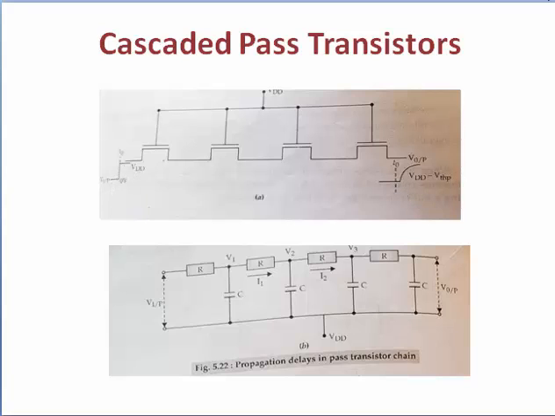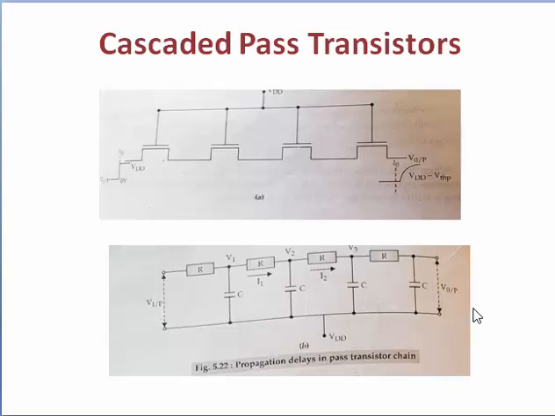But the output is not the same as that of the input. There is some delay when the signal propagates through these 4 pass transistors. So that output, V output, is equal to VDD minus VTHP. VTHP is the threshold voltage. Threshold voltage is the minimum voltage we apply for a transistor to form a channel or to create a channel. After that the circuit is modeled as shown in figure B, that is propagation delay in pass transistor chain.